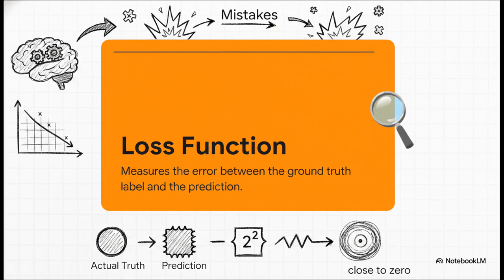A super common one is squared loss, where we literally square the difference between the prediction and the truth. The machine's entire job during training is to adjust its parameters to make that loss number as close to zero as humanly or mathematically possible.